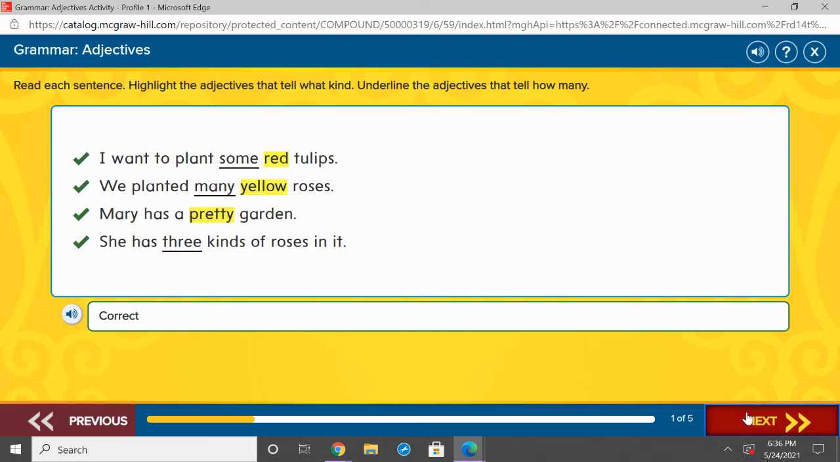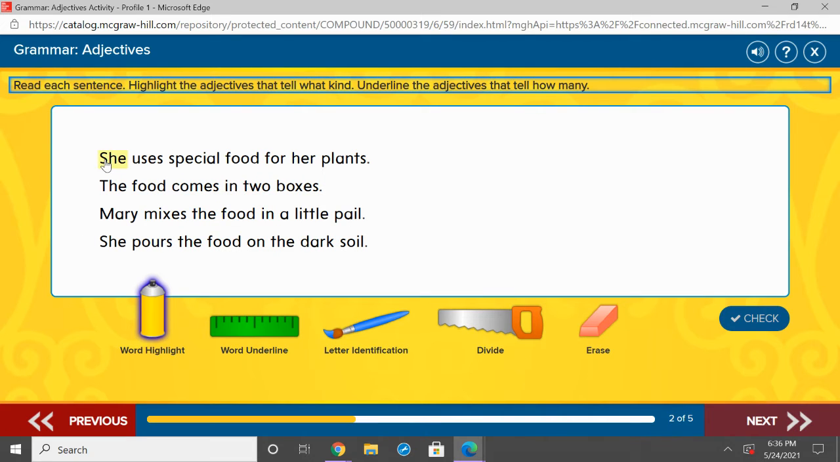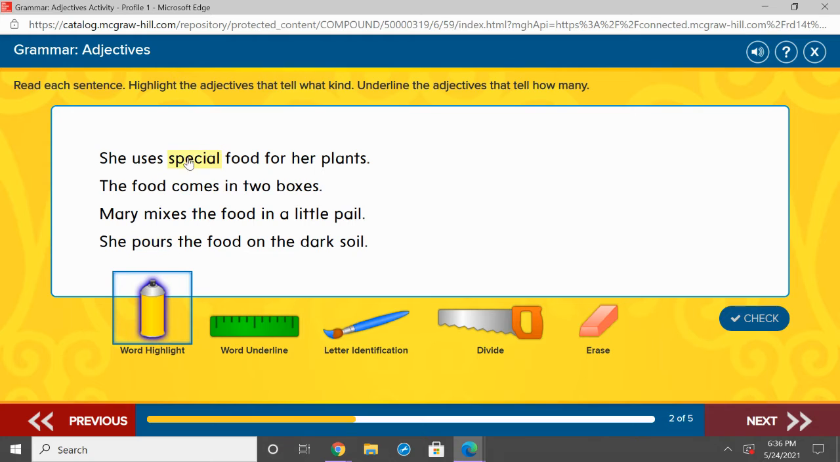Excellent work. So I'm going to do the same thing for this one. Let's do this first one together, and then I'm going to challenge you guys to try these next ones. So the first one, she uses special food for her plants. Well, what kind of food does she use? She uses special food. The word special tells what kind of food. We don't have anything in here that tells how many.